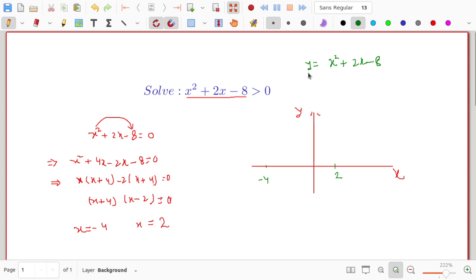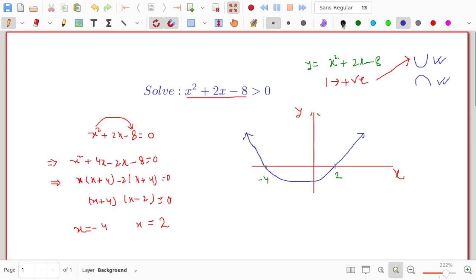When we write y equals x square plus bx plus c, this represents a parabola. Either it is upward or downward, depending on the coefficient of x square. If the coefficient of x square is positive, it will be upward. If the coefficient of x square is negative, it will be downward. Here the coefficient of x square is 1, that is positive, so the graph will be upward. So let's draw the graph. Upward means it will be like this. Our graph drawing is complete.